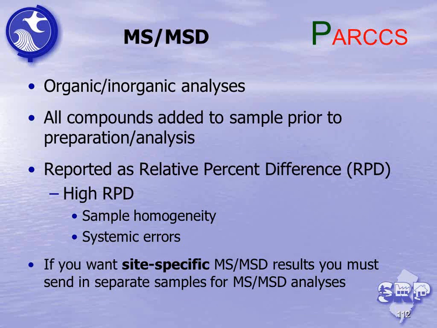Matrix spikes and duplicates, basically the precision. We talked about this a lot before. Relative percent difference is reported. It could be high because of sample homogeneity or systemic errors. Again, most of us these days don't send in separate MS-MSD samples. If you do, expect to pay for them. Put them on the chain of custody of the laboratory. If they come in from the field, they're separate samples: sample 1, matrix spike, sample 1 matrix spike duplicate. Expect to pay for 3. If you need this specific quality control, you must send in that sample from your field.